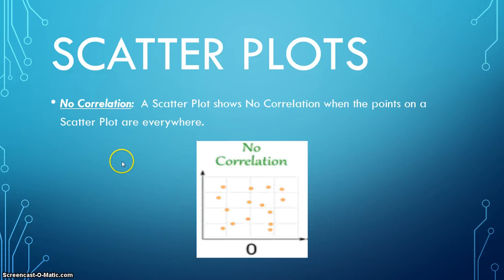And finally, no correlation. As you can see with this graph here, the points are everywhere. It basically looks like a bunch of polka dots every random which way.